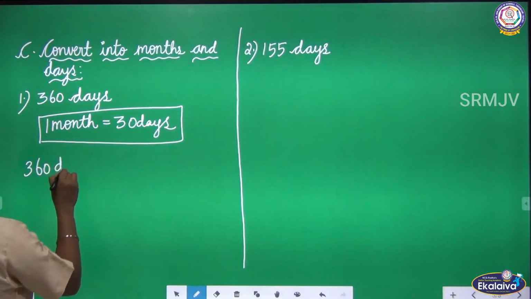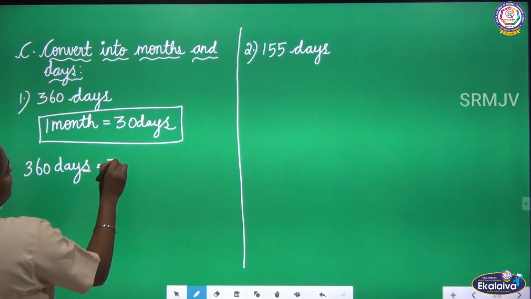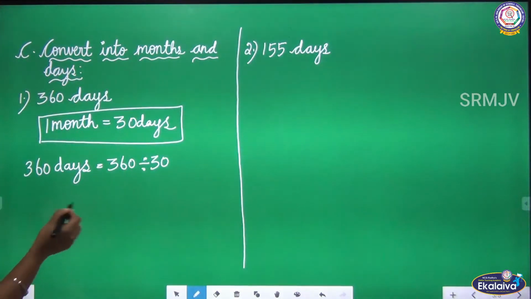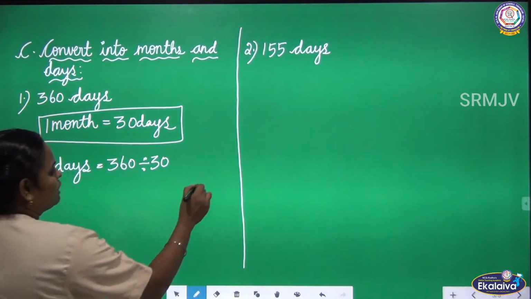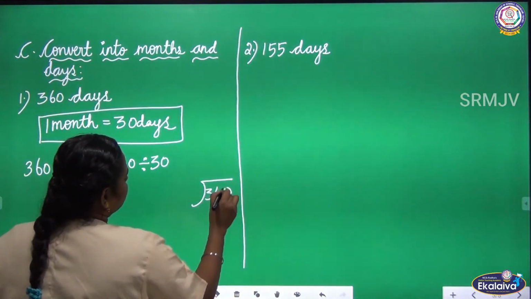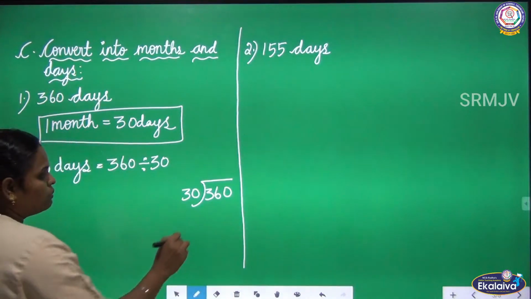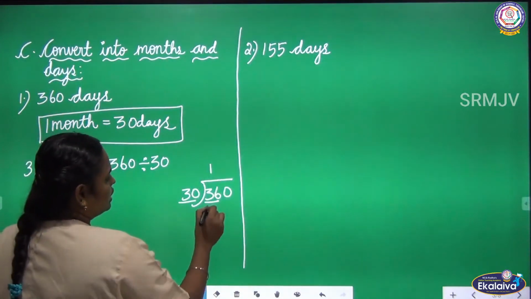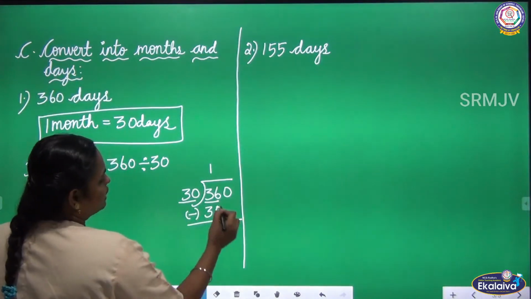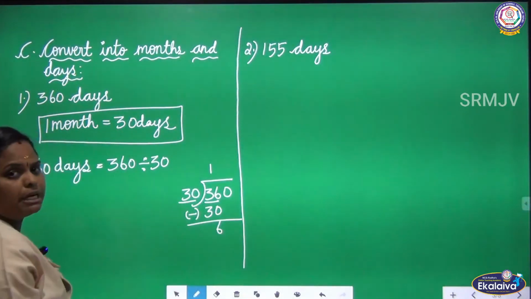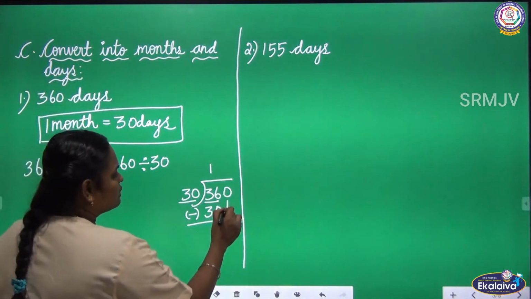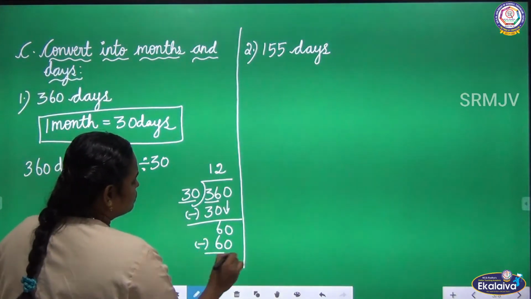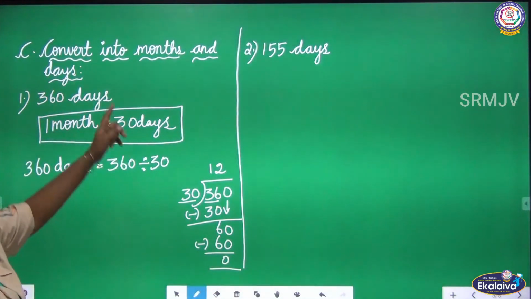So 360 days equal to 360 divided by 30. The quotient is the months and the remainder is the days. So shall we divide this? We'll take 2 digits because the divisor is 2 digits. So 30 ones are 30. If you subtract, 6 minus 0 is 6, then 3 minus 3 is 0. Next we'll carry this 0. So 60, 30 twos are 60. So listen children, here the remainder is 0. So there is no days, only the months.